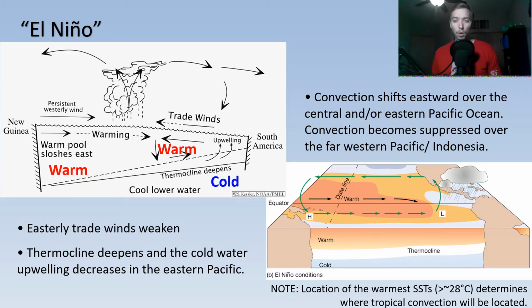So we see those clouds have shifted, bringing greater quantities of precipitation over the east coast of South America and Central America. Note, the location of the warmest sea surface temperatures, greater than 28 degrees Celsius, determines where that tropical convection is going to be located. So what does this look like from a surface pressure sense?